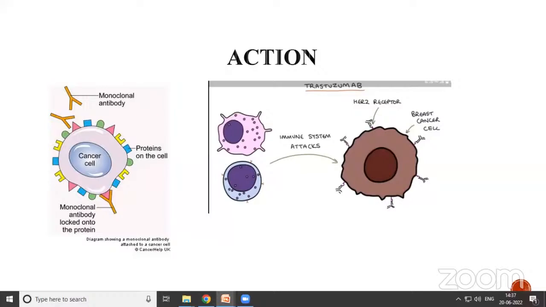There will be an interaction between the epidermal growth factor and the epidermal growth factor receptors. So this epidermal growth factor binds to the receptors and produces a signal for the cell to grow and divide. Whenever monoclonal antibodies bind to these receptors in a cancer cell, they block the growth of the cell. Particularly trastuzumab, the most commonly used monoclonal antibody, blocks the HER2 receptor present in the cancer cell and blocks its action.